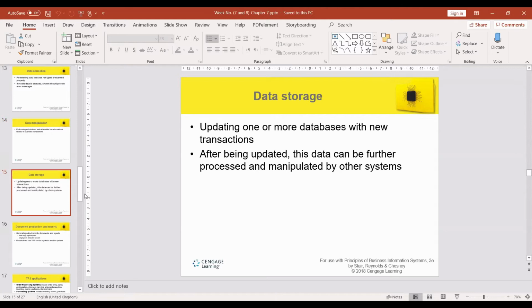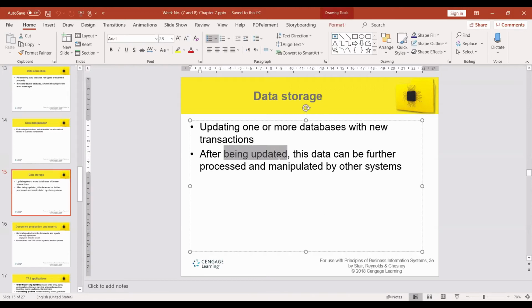And after that, you need to store your data, updating one or more databases with new transactions. After being updated, this data can be further processed and manipulated by other systems. So you will store that data, and maybe this data or the analysis, the calculations that you have done, may be used by another system in your ERP. So the data needs to be updated all the time.